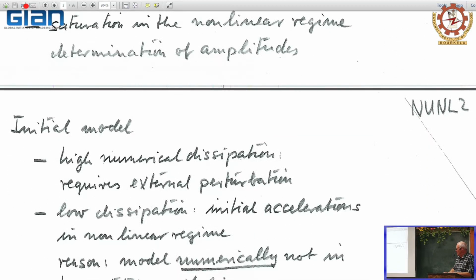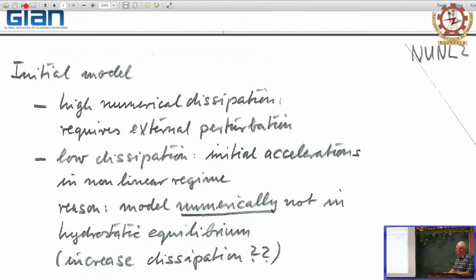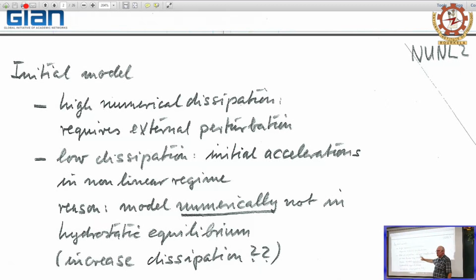Okay, now let's consider the initial model. Either we have high numerical dissipation, which requires no external perturbation, but that's not what we would like. Or we have low dissipation, and then we have initial accelerations in the nonlinear regime. This is a possibility which we exclude from the very beginning. Here we might think, well, how can we improve this, and how can we get rid of these initial accelerations, and where do they come from?